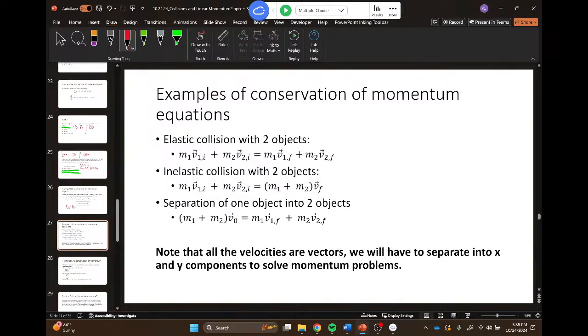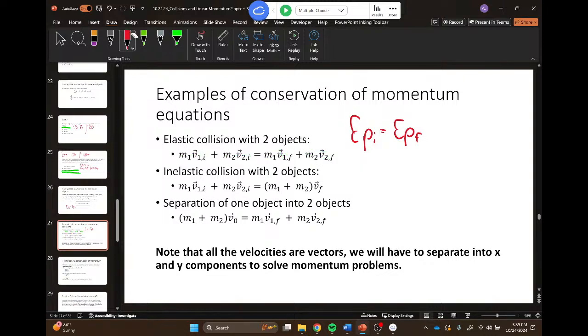So case in point, if you have 2 objects colliding, object 1 and object 2, in an elastic collision, they bounce off each other, and then you have M1 V1 final and M2 V2 final. It's just to show you examples of sum of momentum initial equals sum of momentum final. That's the only purpose of this slide. It's not to give you equations that will be on a formula sheet, because they're just templates. Great. So 2 objects that bounce off each other.